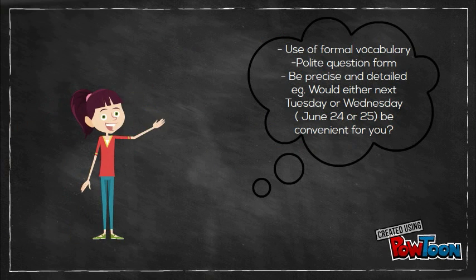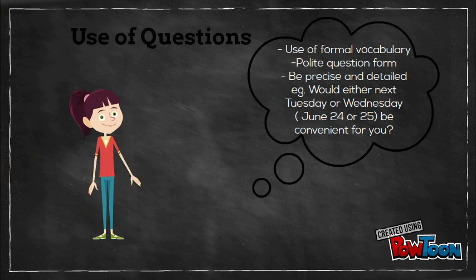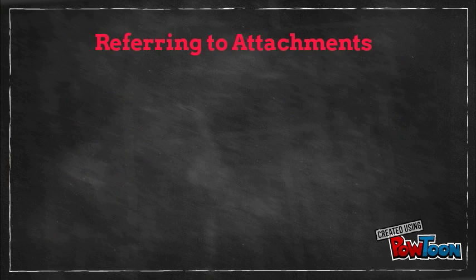When it comes to the use of questions, the use of formal vocabulary is essential. The question needs to be structured in a polite form, be precise and detailed, meaning it will give options and a date if needed. As is evident from this question, would either next Tuesday or Wednesday, June 24th or 25th, be convenient for you? It gives an option and a specific date.